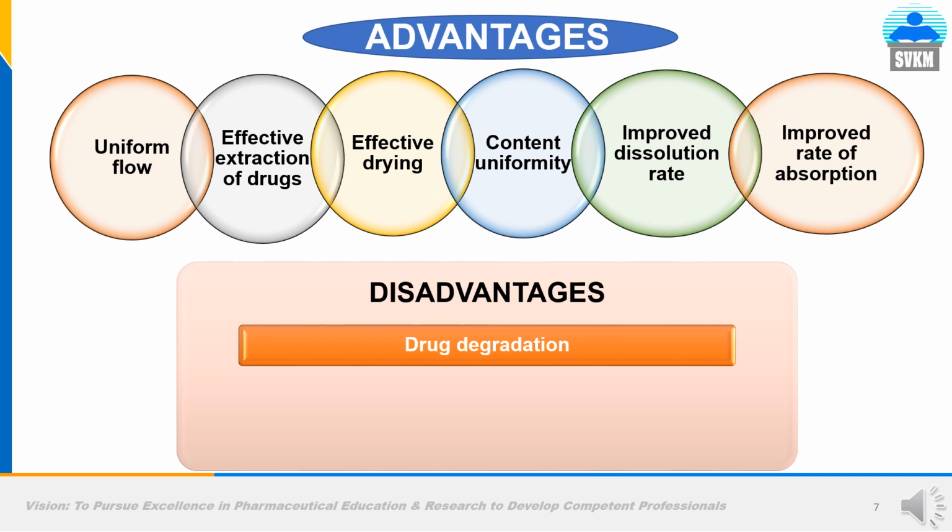First, drug degradation. Drug decomposition or drug degradation is possible due to the heat produced during milling. Some materials have the ability to produce heat during size reduction; these are called thermolabile substances. So thermolabile substances are most affected by drug degradation. That's why the chances of contamination will increase.